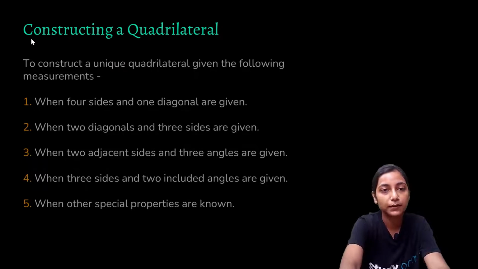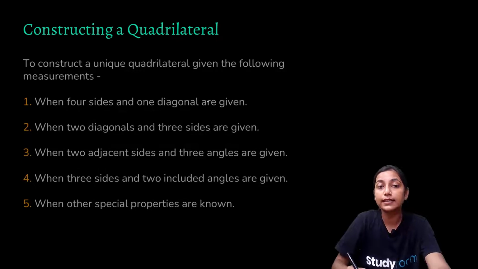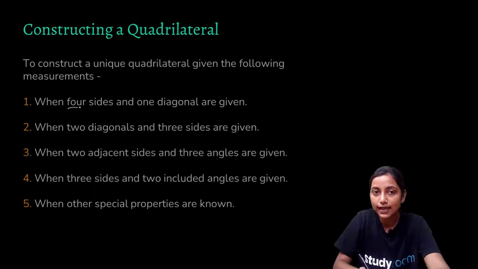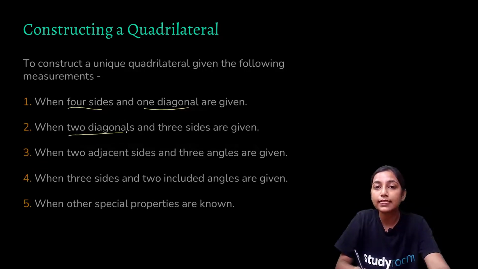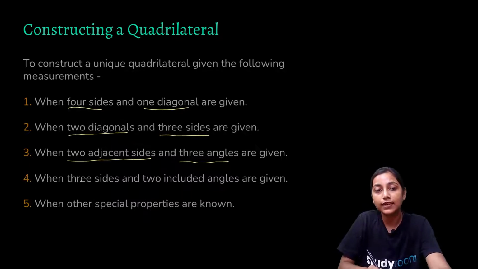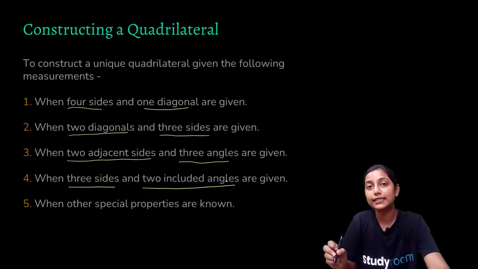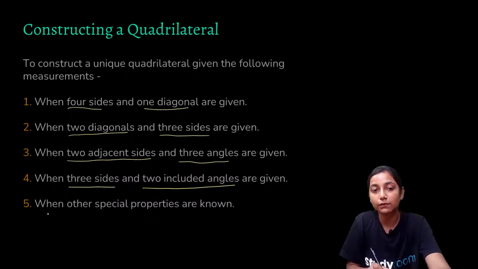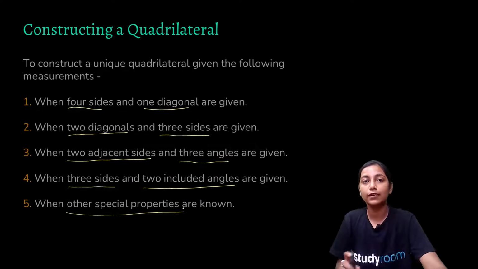The first one is when four sides and one diagonal are given, right? We need four sides and one diagonal. Second, when two diagonals and three sides are given. Third, when two adjacent sides and three angles are given. Fourth, when three sides and two included angles are given. And the last one is when some other special properties are known for that quadrilateral.